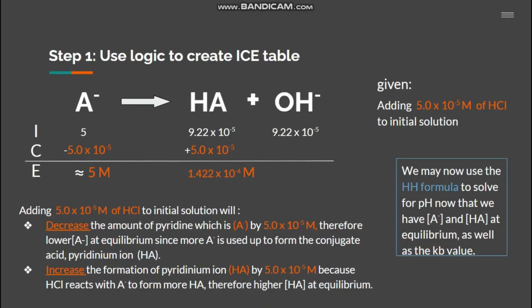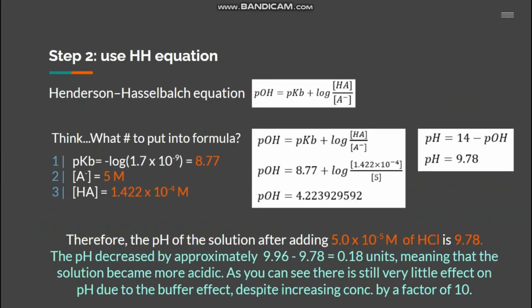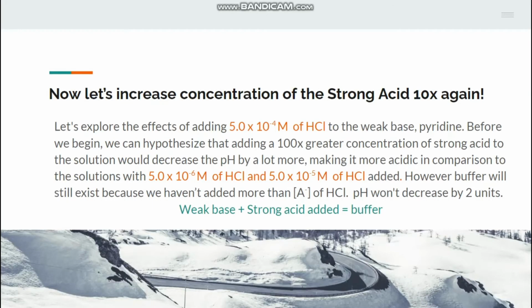Logic remains the same as before. In our ice table, we decrease the amount of pyridine and increase the amount of pyridinium ions by the same amount, which is the amount of HCl added, which is 5 times 10 to the power of negative 5 moles. The pKb is constant, and we can sub in the A and HA equilibrium concentrations into the formula to get the pOH and then subtract it from 14 to get the final pH of 9.78. As you can see, the pH only decreased by 0.18 units from the initial pH despite adding 10 times the concentration of strong acid.